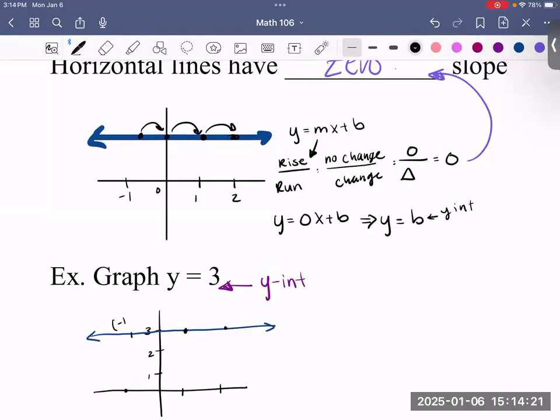This could be -1, 3. This could be 0, 3, 1, 3, 2, 3. Notice that your x value is not changing. Sorry, your y value is not changing, but your x value is. So this is y is equal to 3.